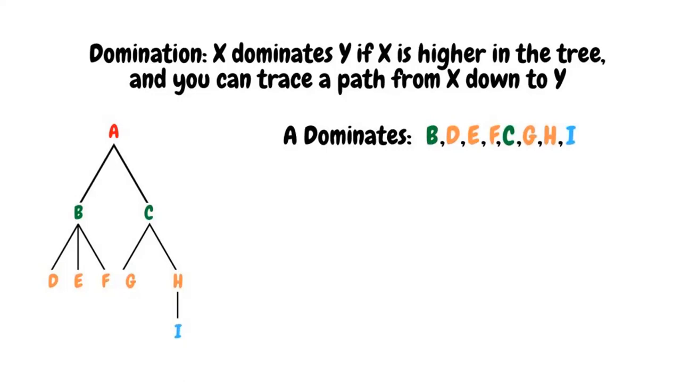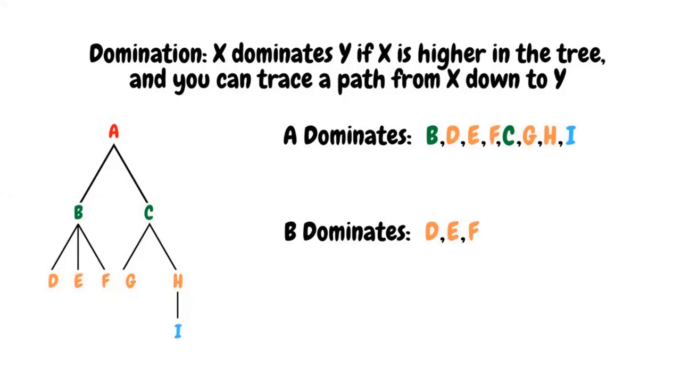What about B? What does B dominate? If we take a look down these branches, can you see my pointer? If we take a look down these branches, it dominates D, E, F. So B dominates D, E, and F. So B is technically above in a sense. It is in a higher tier than G and H. So you may ask, why does it not dominate G and H? Because if you just go down all of its branches, you can never reach G and H just by going down. Therefore, it does not dominate G and H.